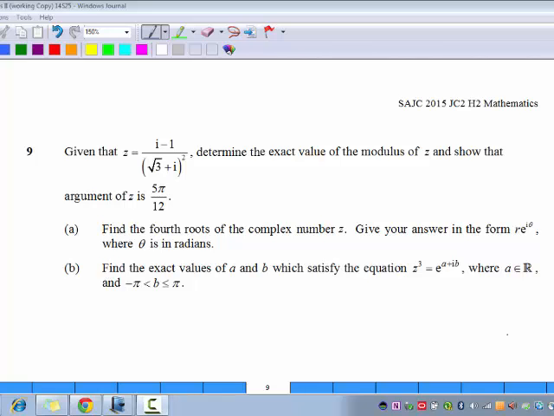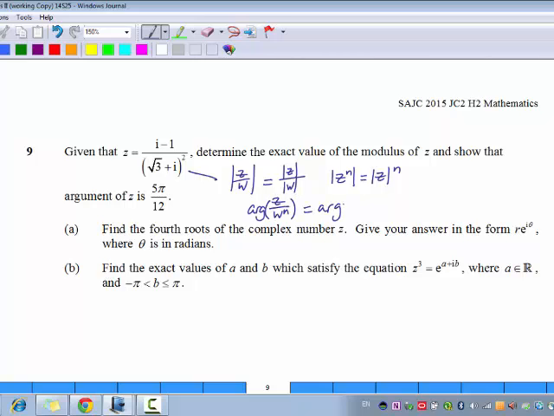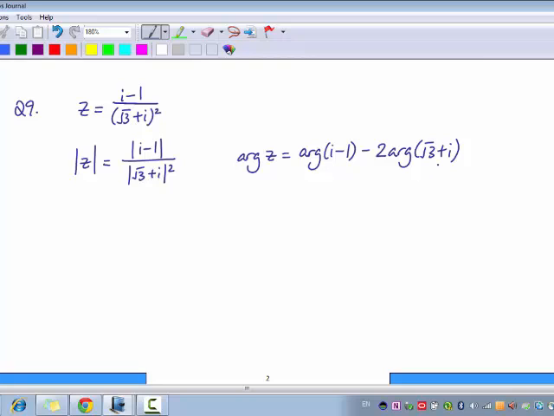For this question, we might have a strong temptation to want to rationalize the denominator. But instead of doing that, let us recall that for any two complex numbers, the laws of modulus apply like this, whereas argument works something like this. So for this particular question, you can write this down.